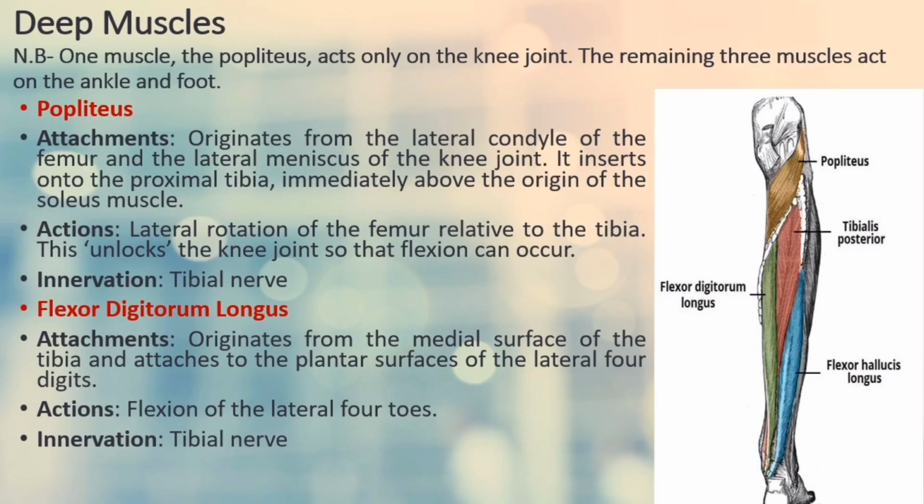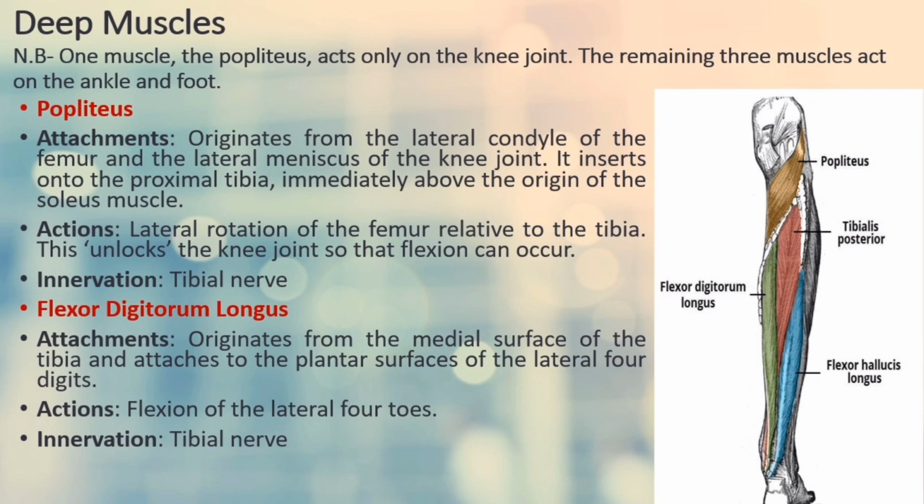Deep muscles. There are 4 muscles in the deep compartment of the posterior leg. One muscle, the popliteus, acts only on the knee joint. The remaining 3 muscles, tibialis posterior, flexor hallucis longus and flexor digitorum longus, act on the ankle and foot.